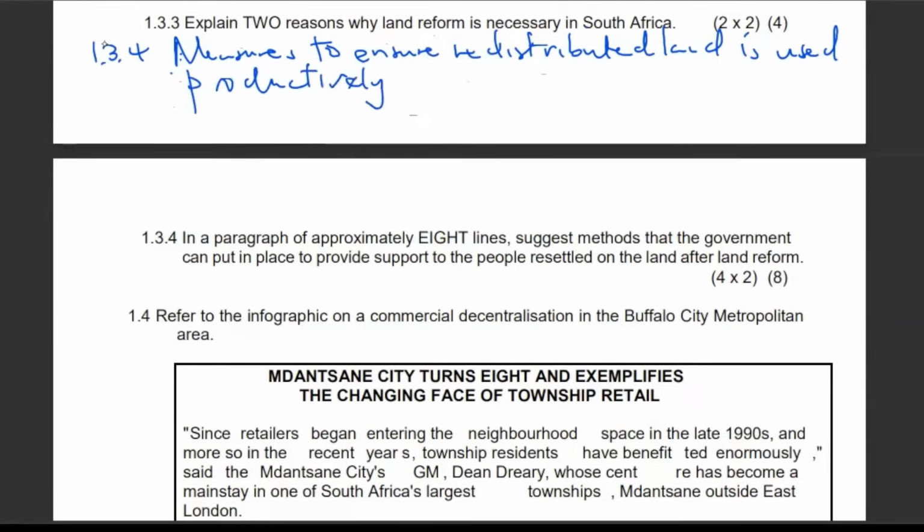What is the implication here? Some people will pretend as if they are interested in utilizing the land for the sake of just getting the land, and then they will not utilize the land for productive purposes. Or some of them might even attempt to sell the land for some other purposes. So the government must ensure that they keep track of the redistributed land to ensure that the land is used productively. They must always monitor or put measures in place to keep a watchful eye on the land which has been redistributed to check if the land is being used productively.